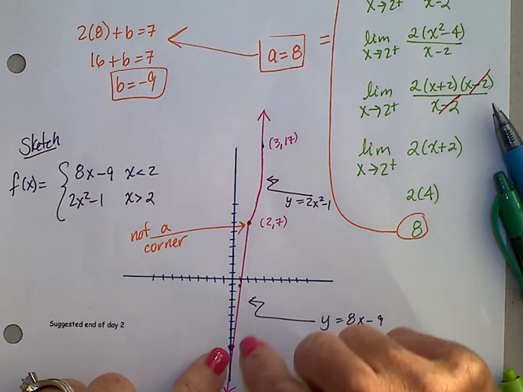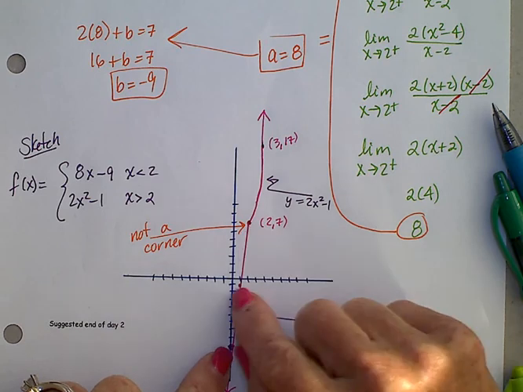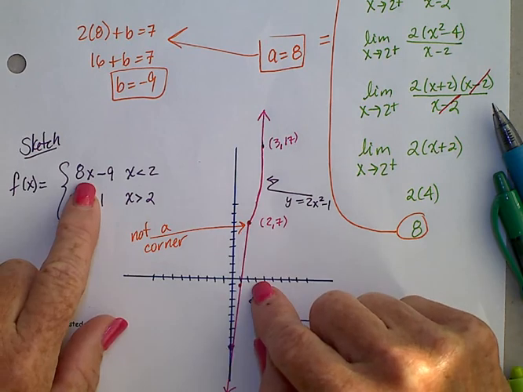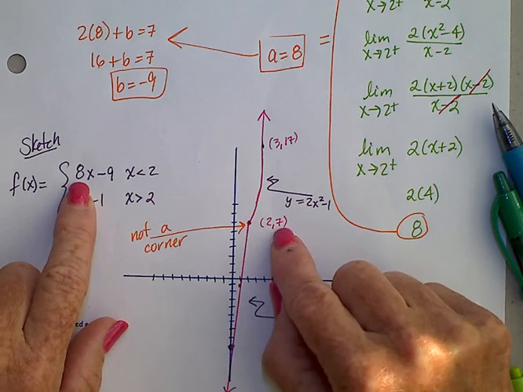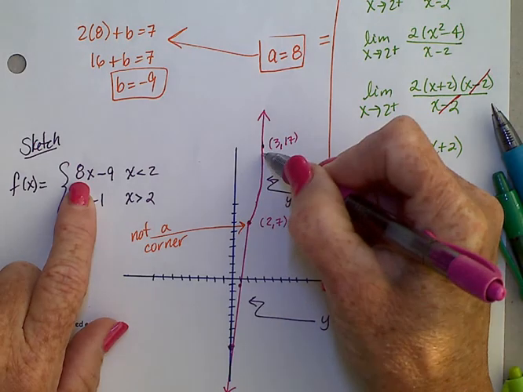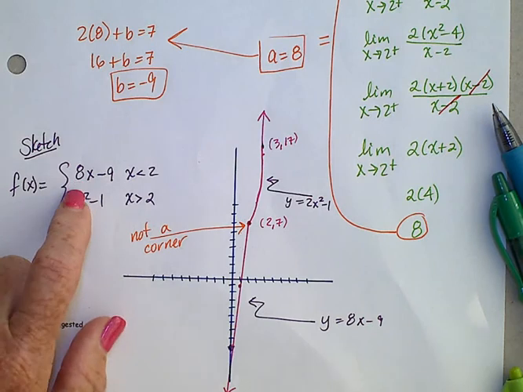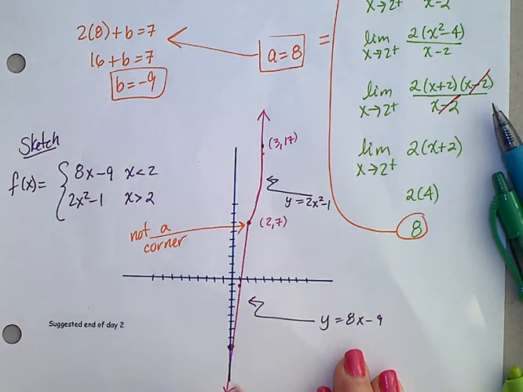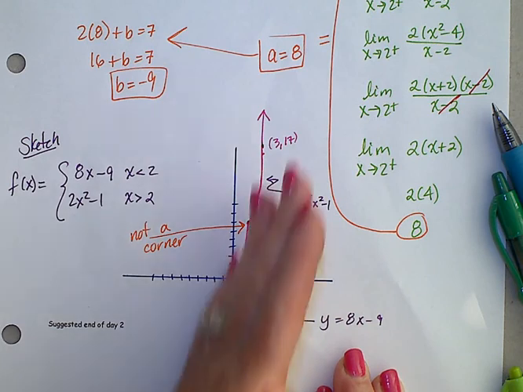Just for fun, if we kept following this line, then when x is 3, we would have been at 3, 15. So if we kept following that line, we would have been right there. They're so close, it's hard to tell them apart. Again, not a corner. That line gradually changes. It's a very smooth change into that parabola.